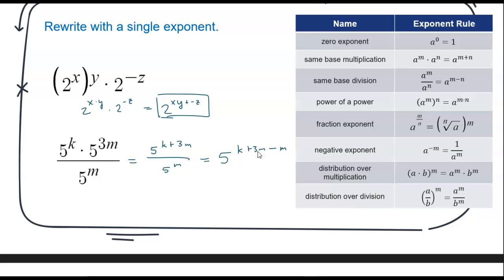Now you may notice that you can actually simplify this one. 3m minus m, that simplifies to just 2m. k plus 2m. So 5 to the k plus 2m is our answer. Again, that's a complicated exponent, but it is still just a single exponent. So you don't actually need numbers. You could just use variables in your exponents. That works as well.